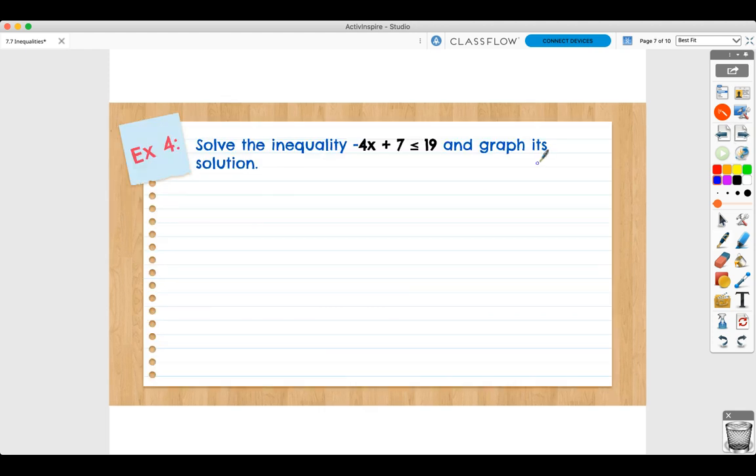Solve the inequality and graph the solution. All right. So -4x plus 7 is less than or equal to 19. We're doing our same thing, subtracting 7. I'm going to treat this like the middle of it, but it's not going to be equals anymore, so I'm just kind of drawing a dotted line. So -4x is less than or equal to 19 minus 7, which is 12. Divide by -4 because this is multiplication.